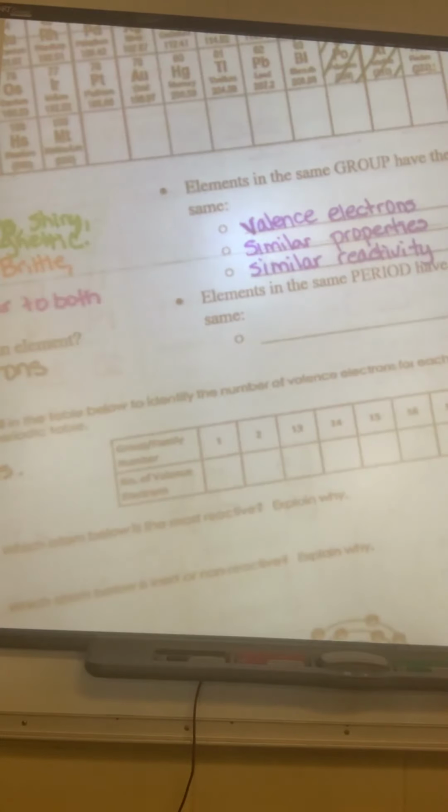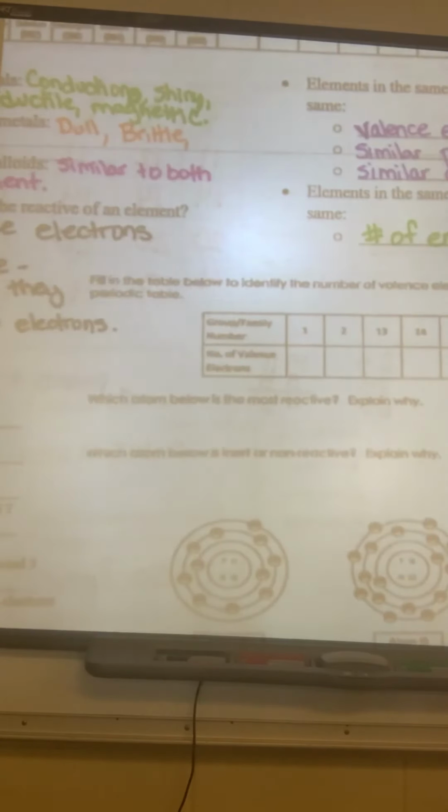If they're in the same period, what do they have in common? The same number of energy levels. Anything else they can have in common? No, because some of them will have metals, non-metals, and metalloids in them, which means that their properties are going to be different. So it's only going to be energy levels.